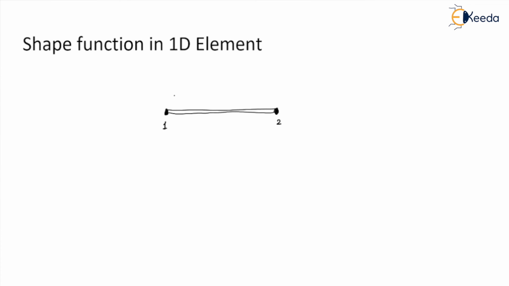For example, at node number 1, first let me say the value is -1 and at node number 2 it is +1. In between, at the midpoint, it is 0. So this is a two-noded 1D element.